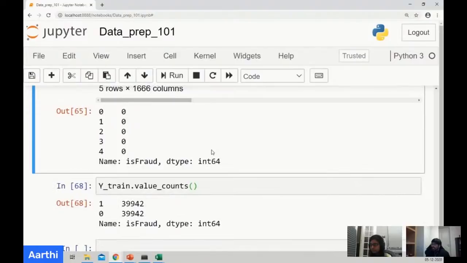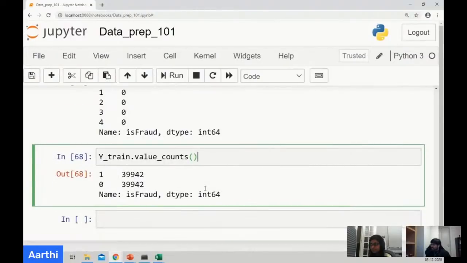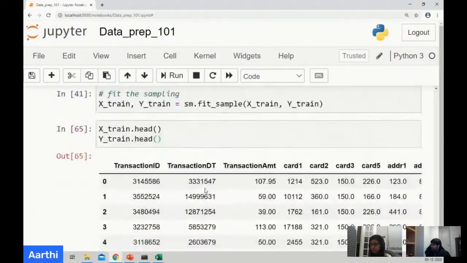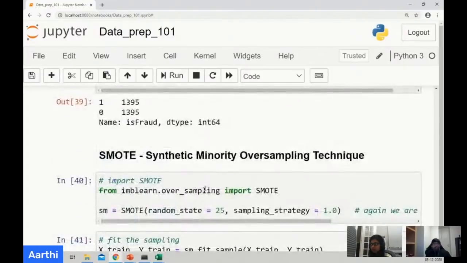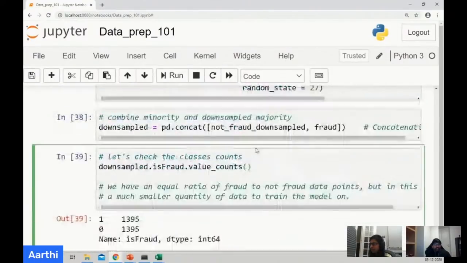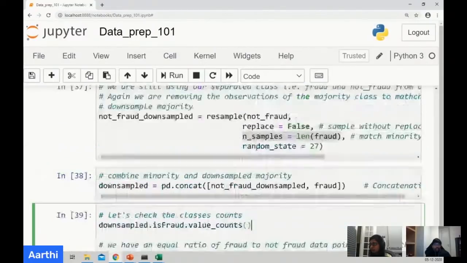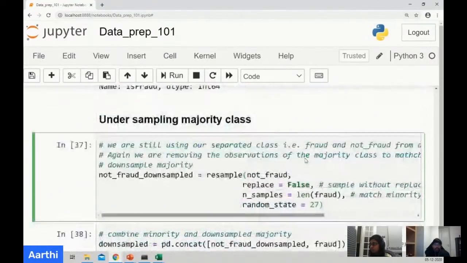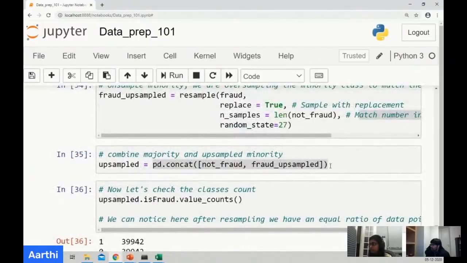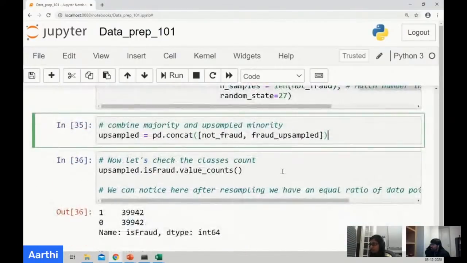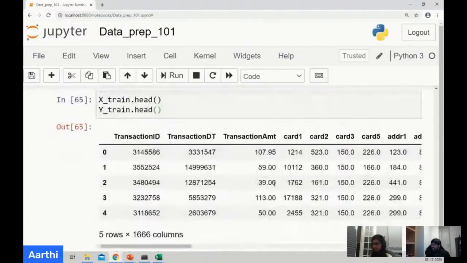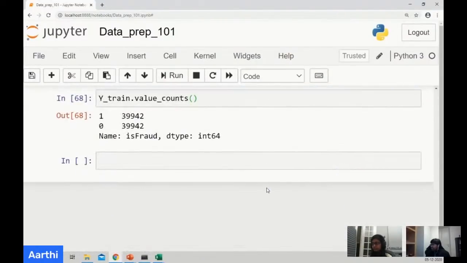And someone is asking, what is lag value? I'm not sure where lag value is used. Maybe we can take that offline, later on.